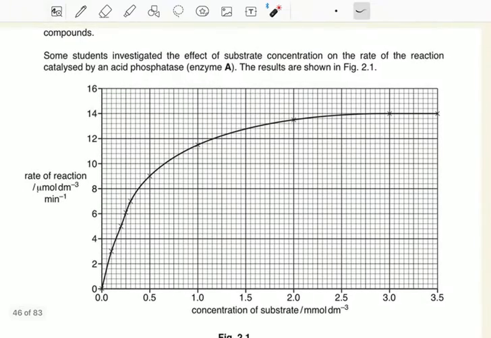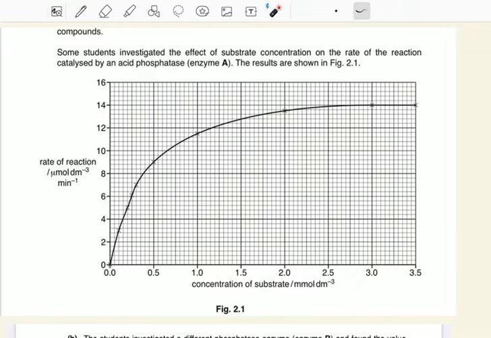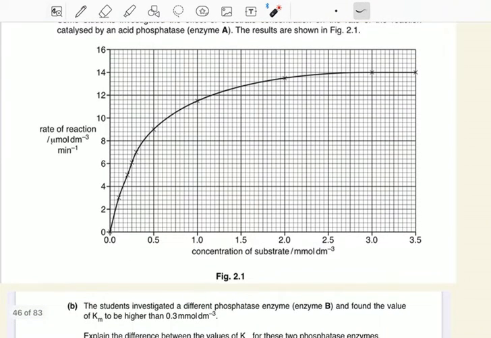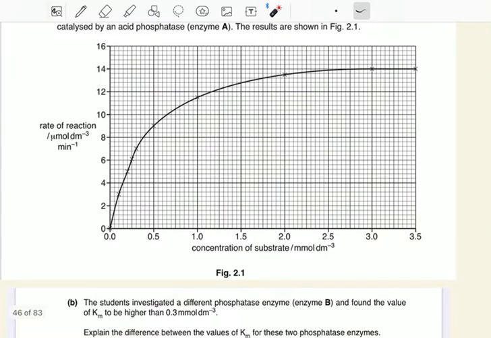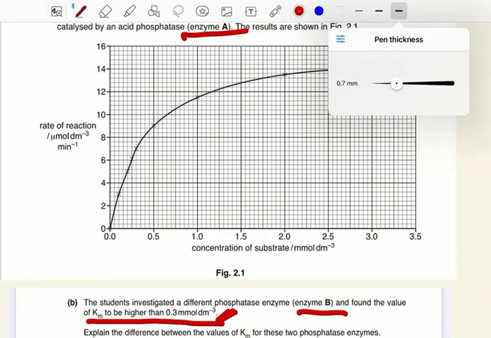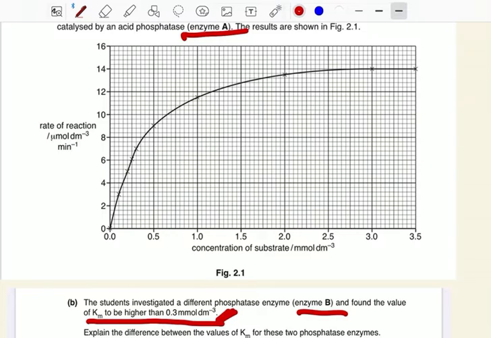अच्छा, एक है enzyme A जिससे students ने ये experiment किया and they got this graph, ठीक है? And then they are doing another experiment जिसमें एक दूसरा enzyme ले रहे हैं, enzyme B, and they found the Km for enzyme B to be higher than 0.3 millimoles per decimeter cube. ये क्यों कह रहे हैं 0.3 millimoles per decimeter cube? क्योंकि most probably 0.3 millimoles per decimeter cube must be the Km for enzyme A. सो we can even calculate and see it, because ये के if this reaction is stopping somewhere here तो ये इसका Vmax होगा, ठीक है? This line.